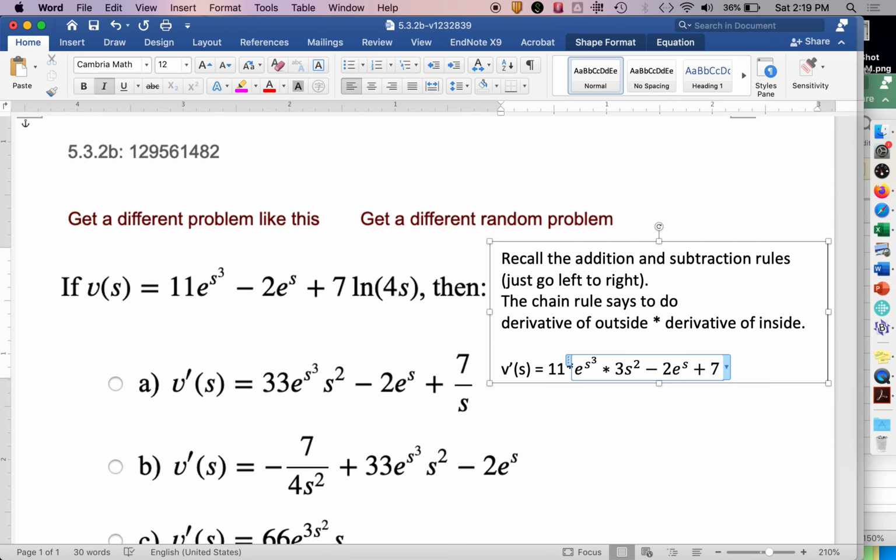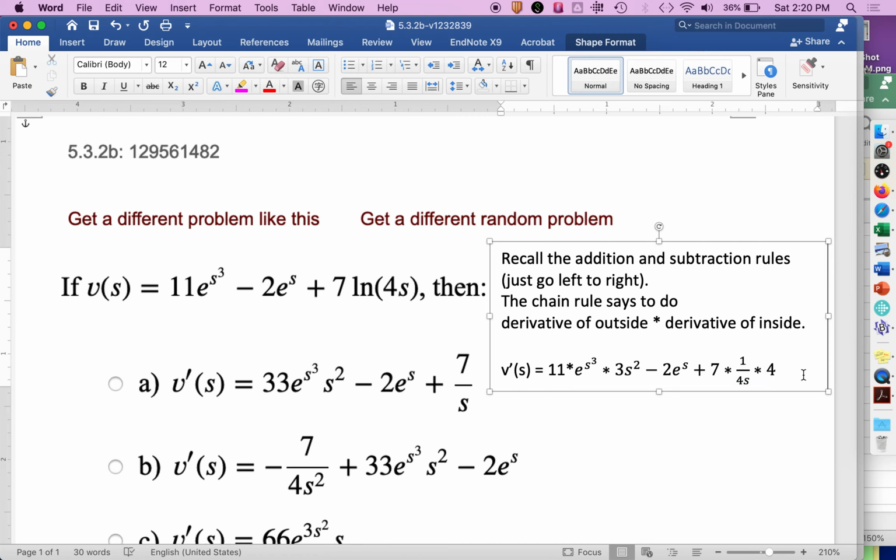So 7 times, how do we do the derivative of natural log of something? Well, it's 1 over the something, right? So it's going to be times 1 over 4s. And then, last but not least, I have the derivative of 4s. The derivative of 4 times s, that's like your mx problem. Your mx, the derivative of mx is m, right? So it's just 4.